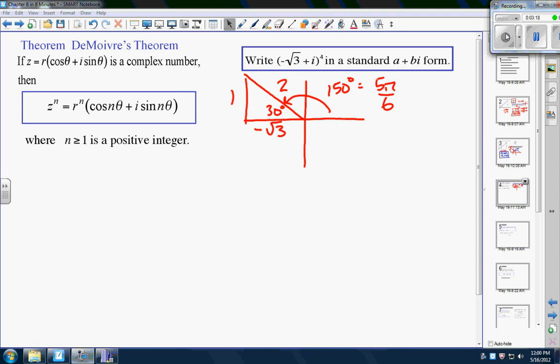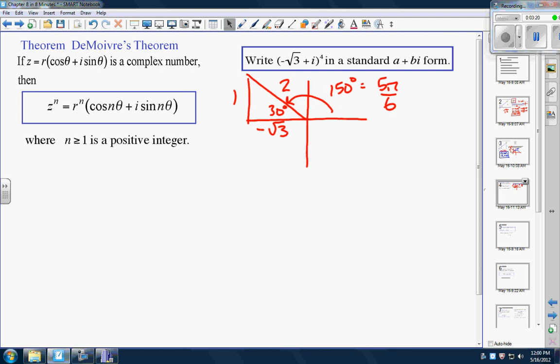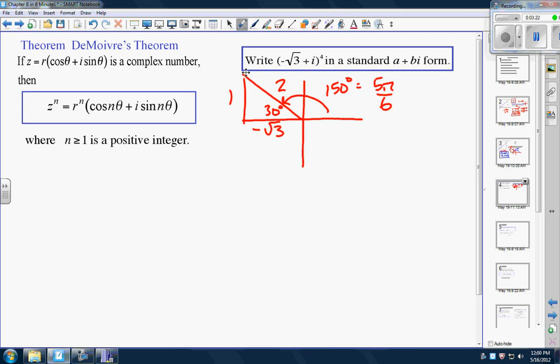So if we draw a picture and put in what we can to represent this point up here, we'll see that the reference angle is 30. We're in quadrant 2, so that means we have a theta of 5 pi over 6, and then we can just grab the radius of 2.